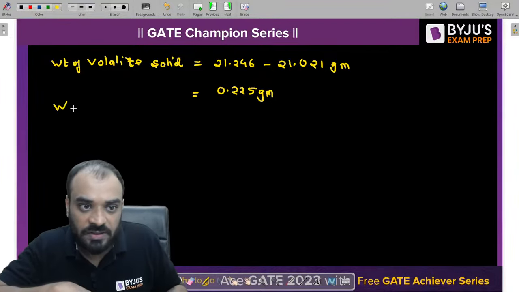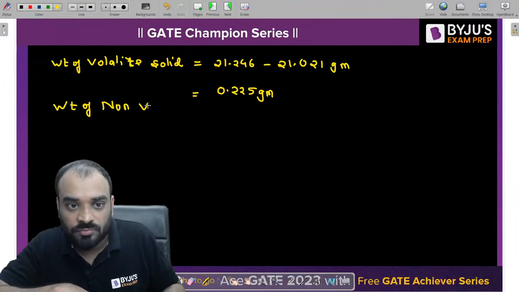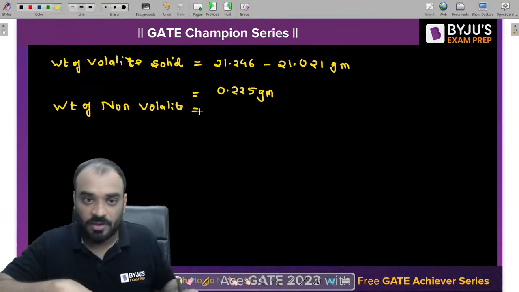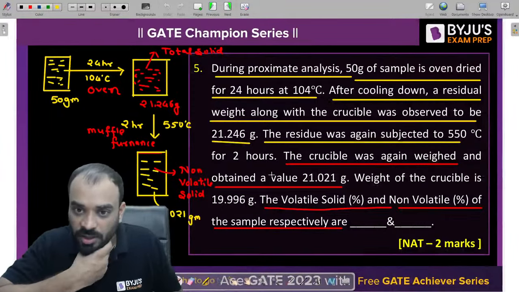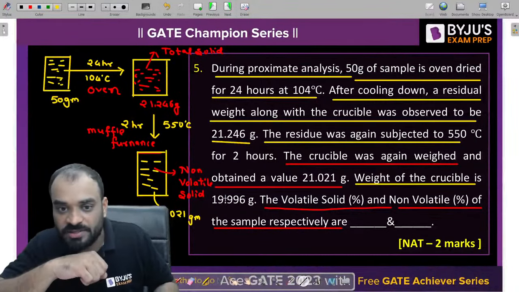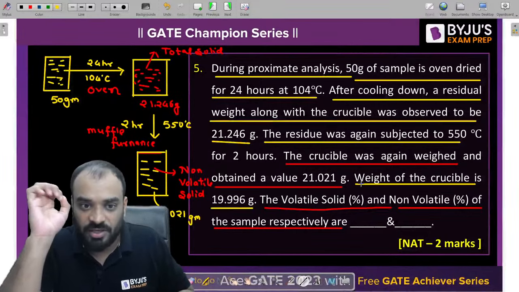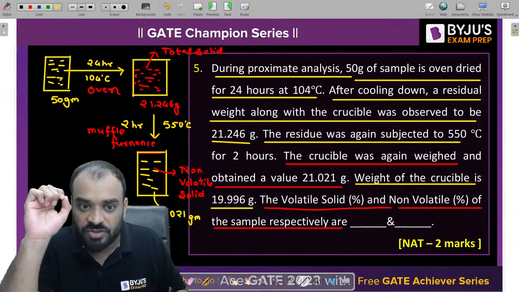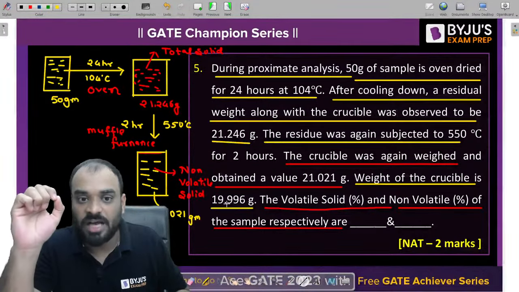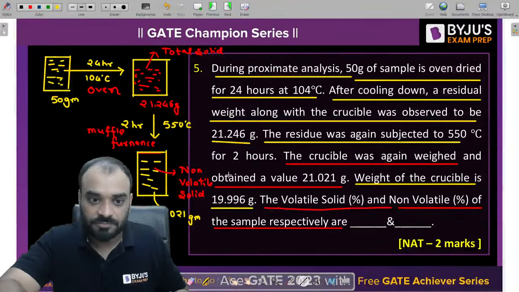Now our task is to calculate the weight of non-volatile solid also. How much is it? Now they have given the weight of crucible also. Yes, they have mentioned the weight of crucible is equal to 19.996 gram. So guys, listen carefully, if I subtract the weight of crucible from this value, I will get the weight of non-volatile solid, correct?